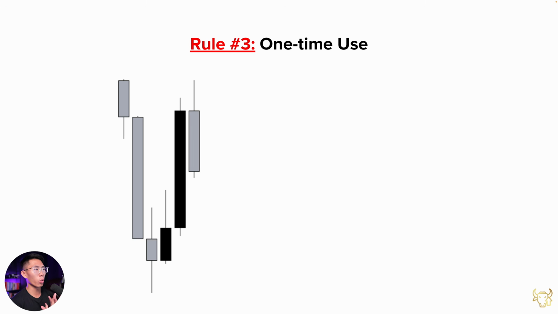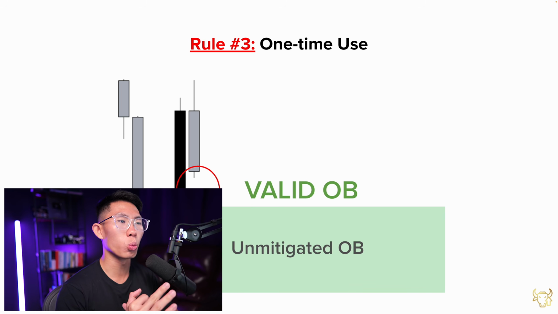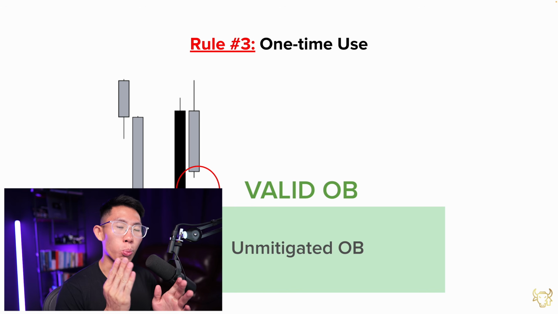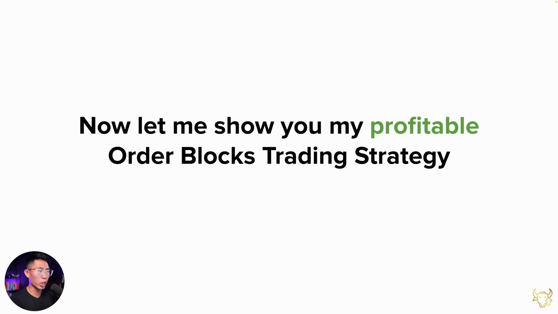Now let's look at another scenario here where the second candle after the inefficiency actually did not touch the order block. So in this case, this is an unmitigated order block, and that makes it a valid order block. Now, those are the 3 rules that define whether an order block is valid or invalid. And you want to make sure that you preserve your capital so that you can actually trade the high probability order blocks, the order blocks that actually work, instead of wasting your precious hard-earned money on those order blocks that will fail. Now, let's go to the charts so that I can show you my own profitable order blocks trading strategy that actually works.